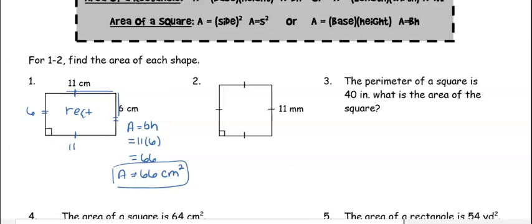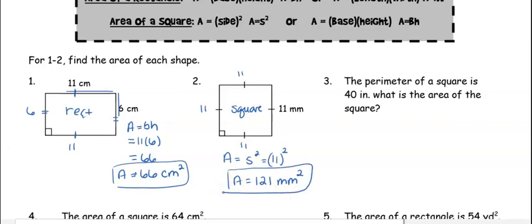When we switch to number 2, now we notice that we have all 4 sides being labeled as congruent. That means now we have a square. You could do base times height, because base and height are both 11, or we use our special one that it's side squared. The side of our square is 11, so the area is going to be 11 squared, which is 121. In this case, we have millimeters squared. Switching on to our word problem, the perimeter of a square.